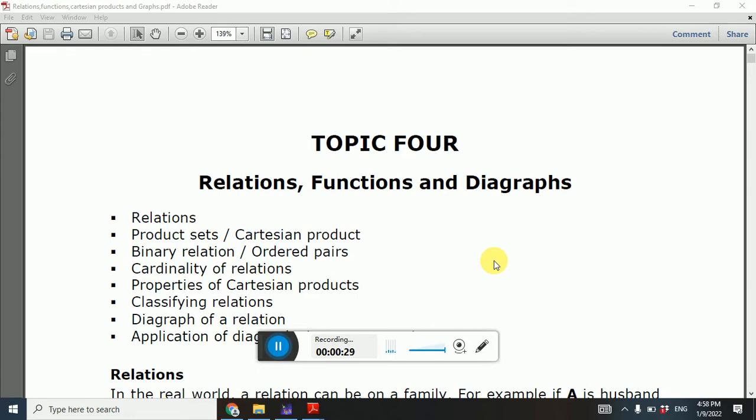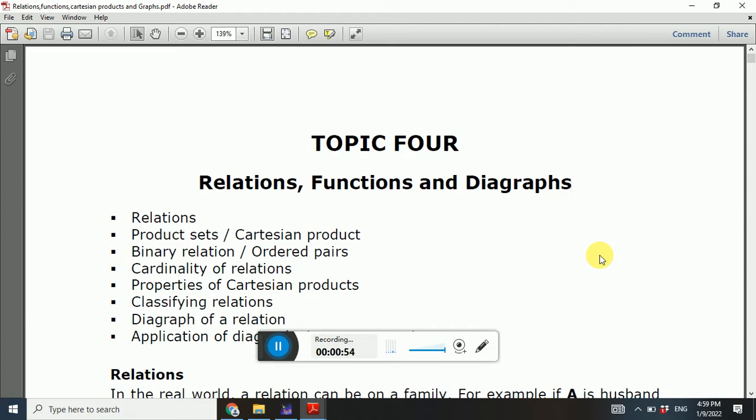So this year I want to start with a different topic, and that is relations, functions, and digraphs. With time, you'll get to know what each of these mean. But for the moment, we are going to start with relations. Functions and digraphs will come later.